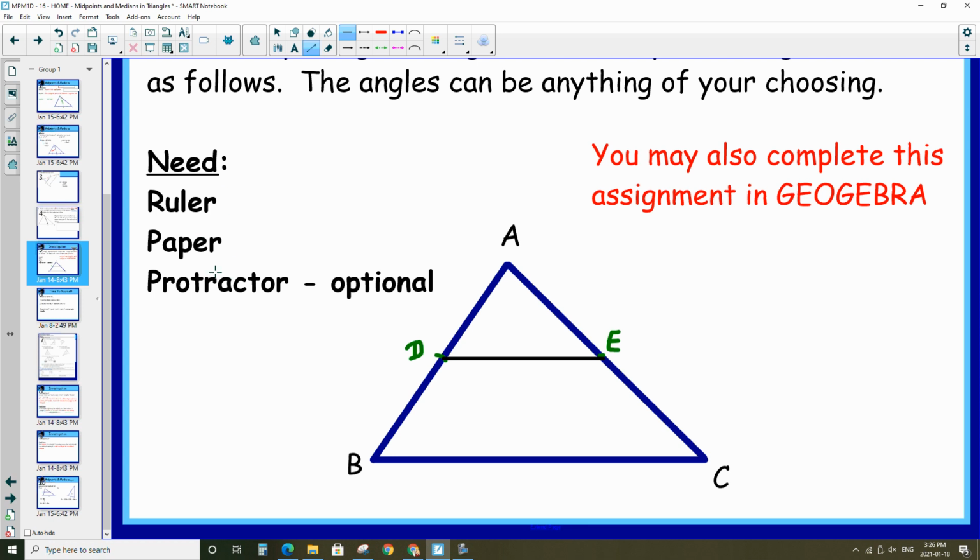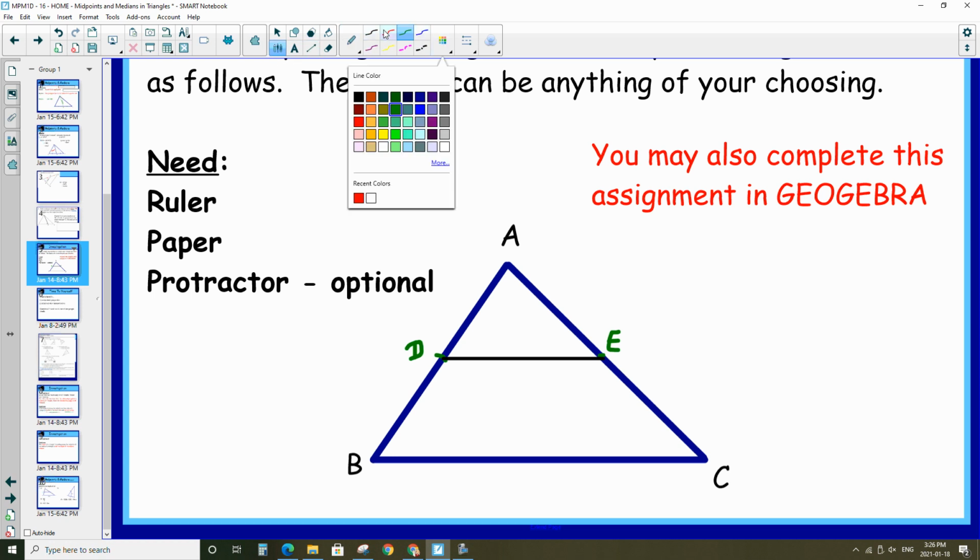The other part too is that some of the parts in the investigations are asking you to measure different angles. I think for this one, you're being asked to measure angle D right here, and you're asked to measure angle B down here. So if you don't have a protractor, maybe try to do it in GeoGebra, or just estimate what you think those angles should be. If you're doing this on graph paper, that will make it easier for you to estimate those angles.